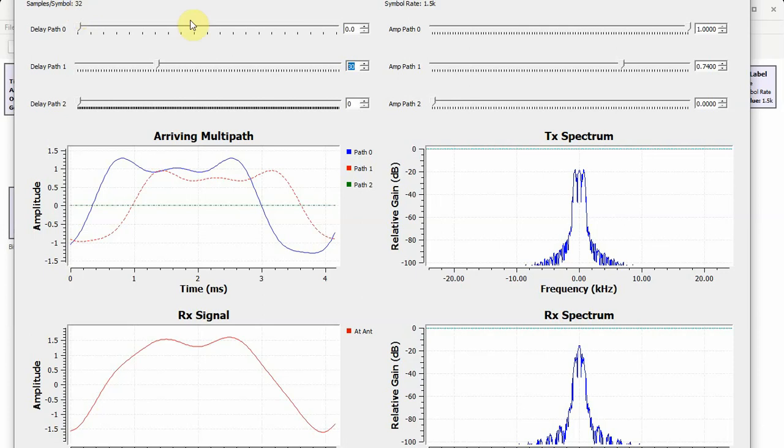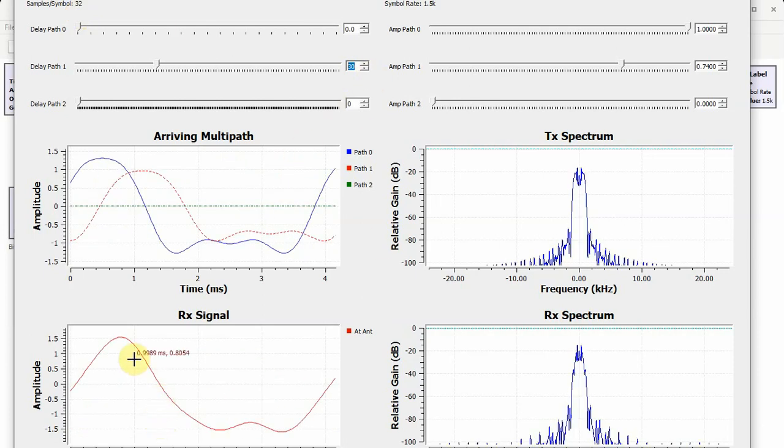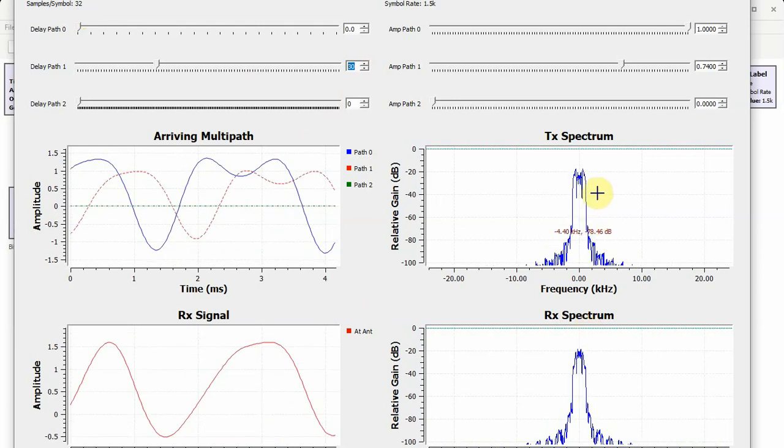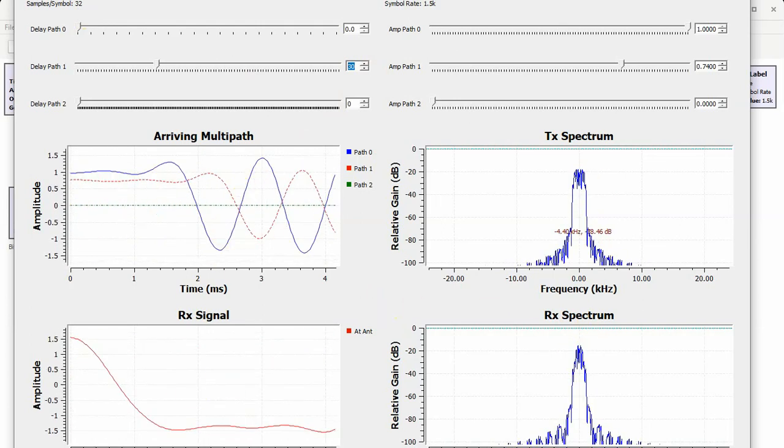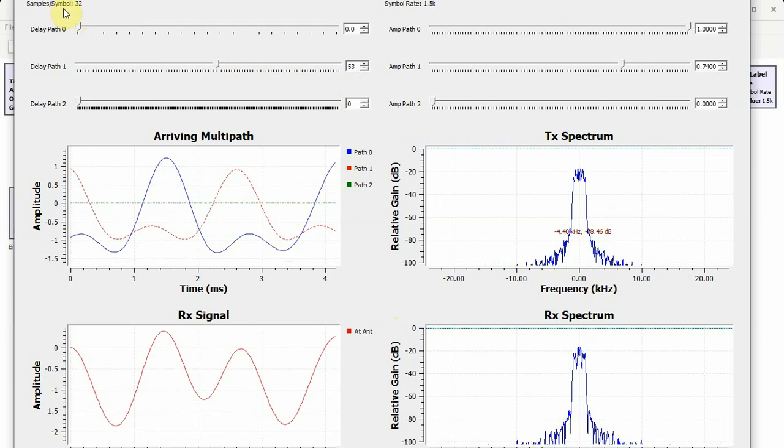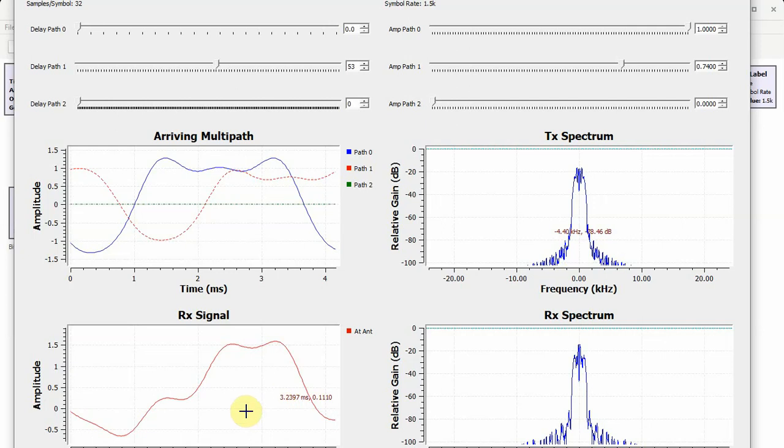One symbol period is 32 samples, so we are 30 samples later. And we can see that the signal shape is being distorted. This is also visible from the transmit spectrum and from the receive spectrum. They are a markedly different shape. And what happens when the delays go past one symbol period? It starts exhibiting more and more intersymbol interference.